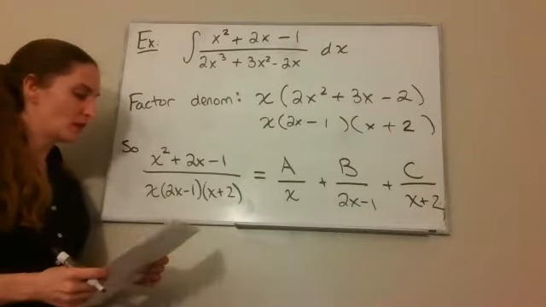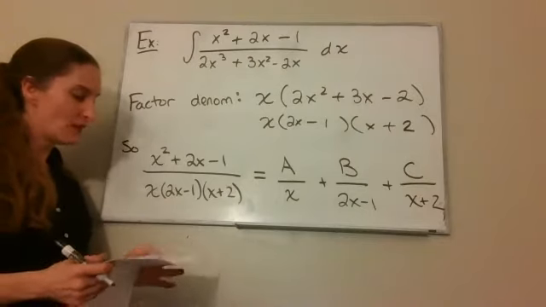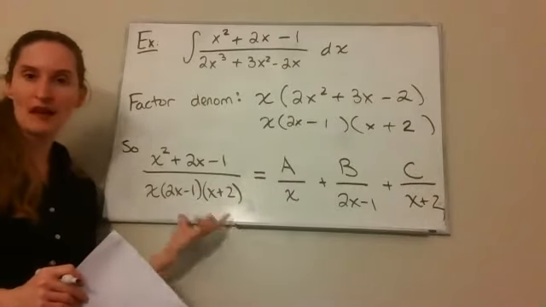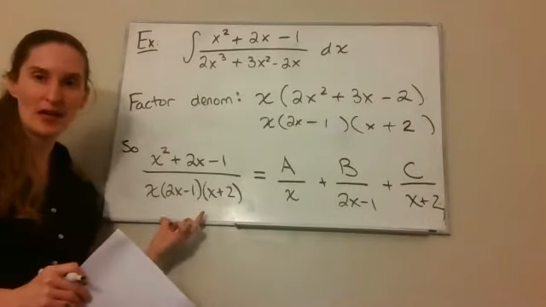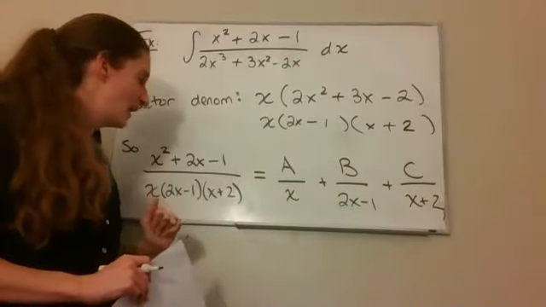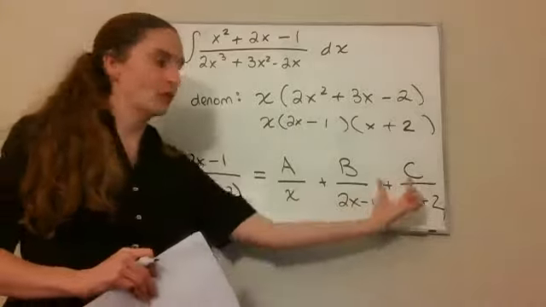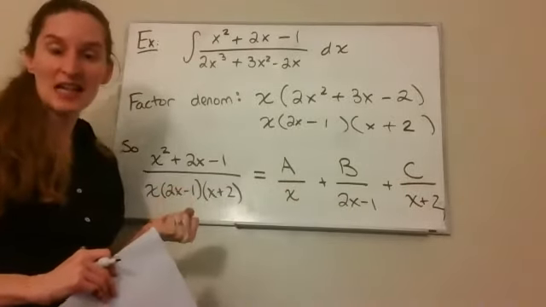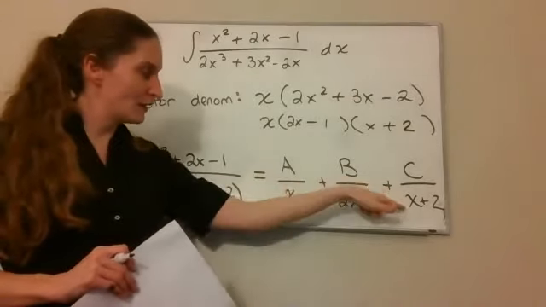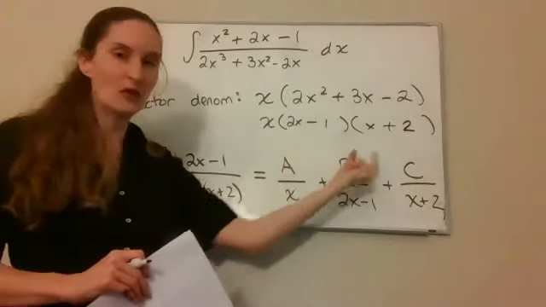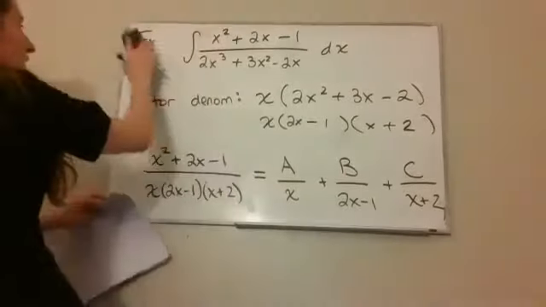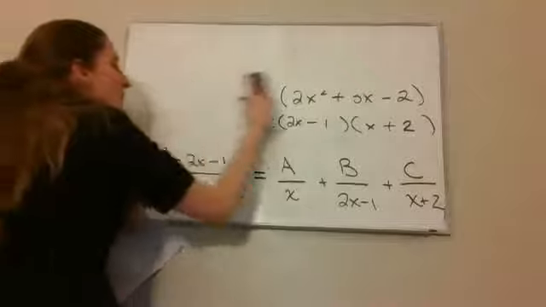To figure out what those constants are, the first step is multiply both sides by this factored denominator. So on the left side, the denominator will just cancel out completely. And on the right side, each of these 3 terms gets multiplied by that entire factored denominator. And it's going to cancel out all of these denominators, but it's going to leave things multiplied on the A, the B, and the C. So let's go ahead and do that.